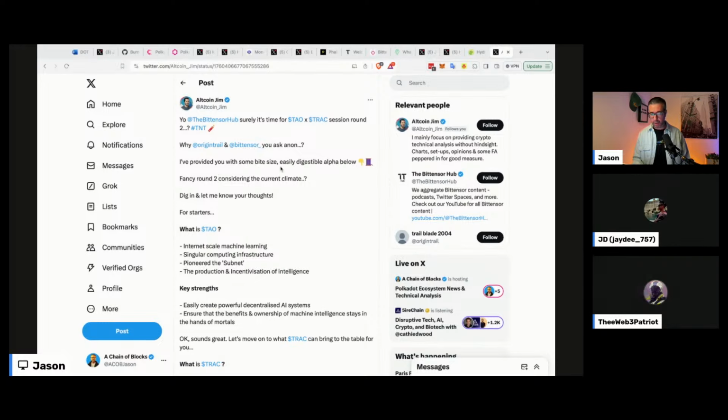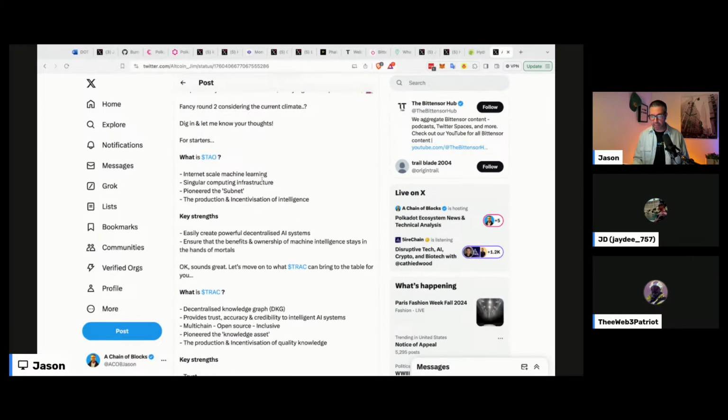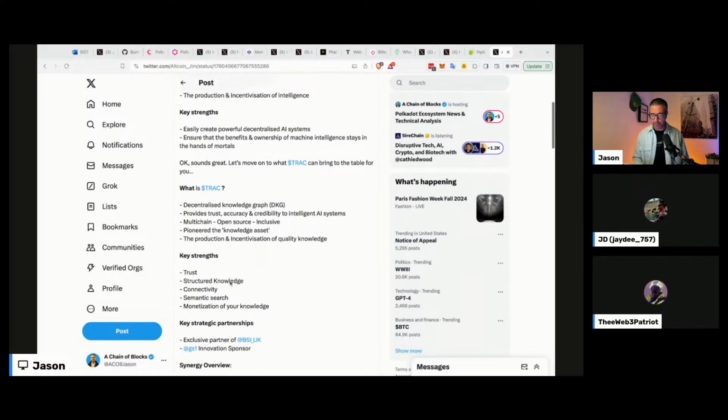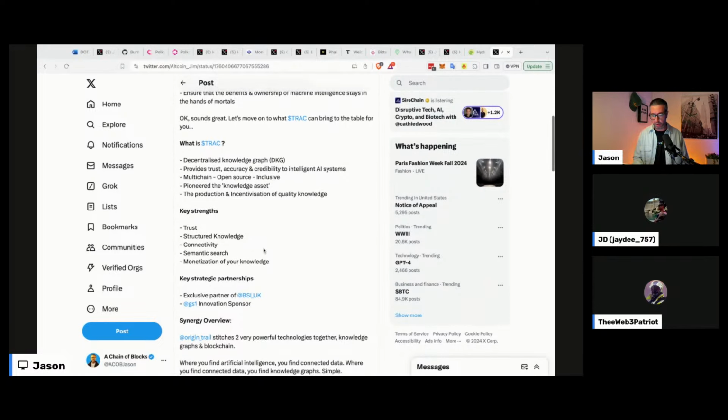Altcoin Jim shared this with me when he saw that we were doing this. So he put out, it's an internet scaling machine learning, the Tau token, singular computing infrastructure. Yeah, like you said, pioneered the subnet, production of incentivization of intelligence, which is a really interesting thing to consider. Incentivizing machine intelligence is pretty cool. And he compares this to a TRAC token as well. I'll retweet this out so everybody can go ahead and read this.